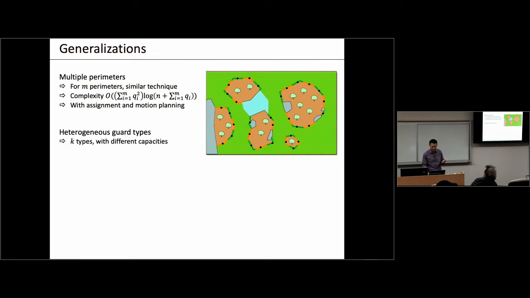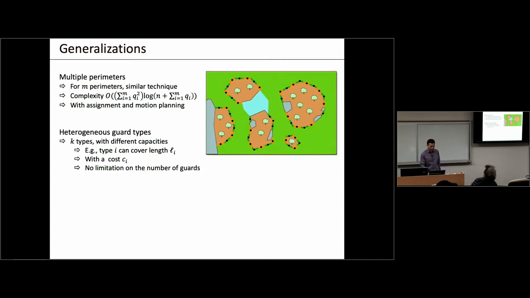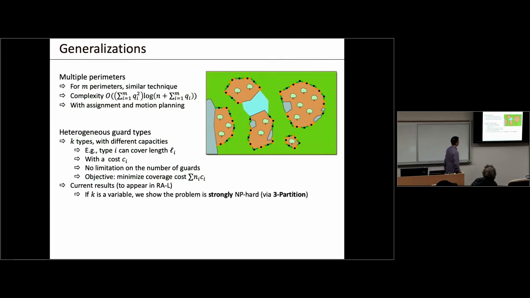As it turns out, it becomes immediately harder. For example, we could have k types of robots with different capacities. For example, a type i robot can cover some length Li, with a cost of Ci. So the goal is to cover the thing with the minimum total cost. This would be a natural thing to do. It turns out that once we try to do that and make k a variable, the problem becomes strongly NP-hard.